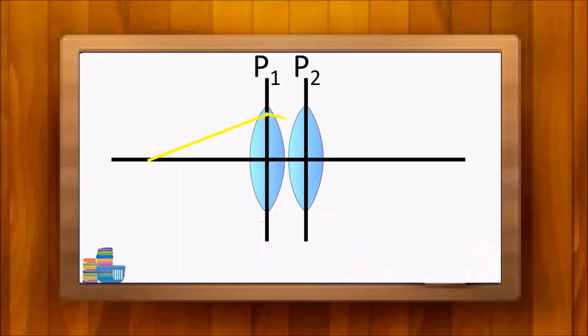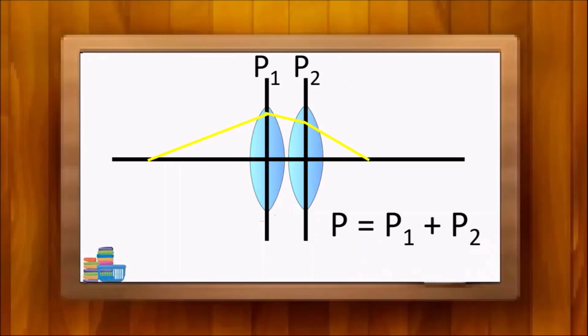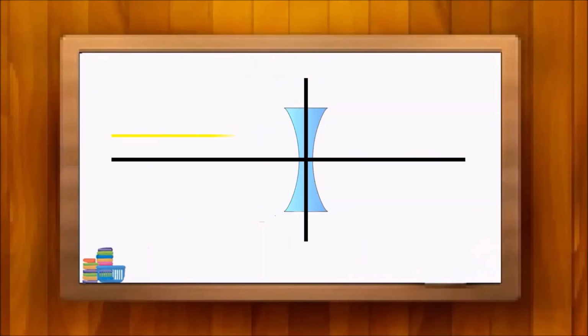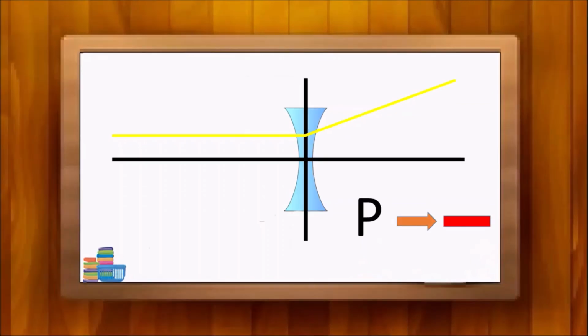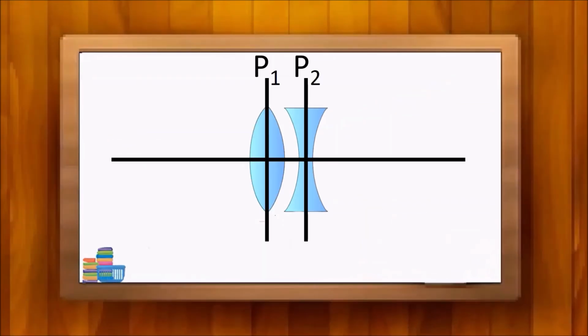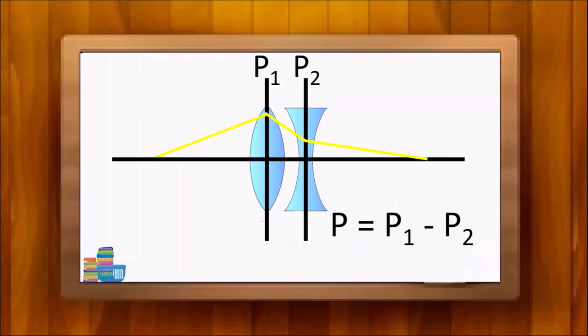In this process, when two convex lenses get combined, the values of their powers are added together. Since a concave lens bends a ray away from the principal axis, its power is a negative value. So when a convex lens and a concave lens get combined, the values of power should be subtracted.